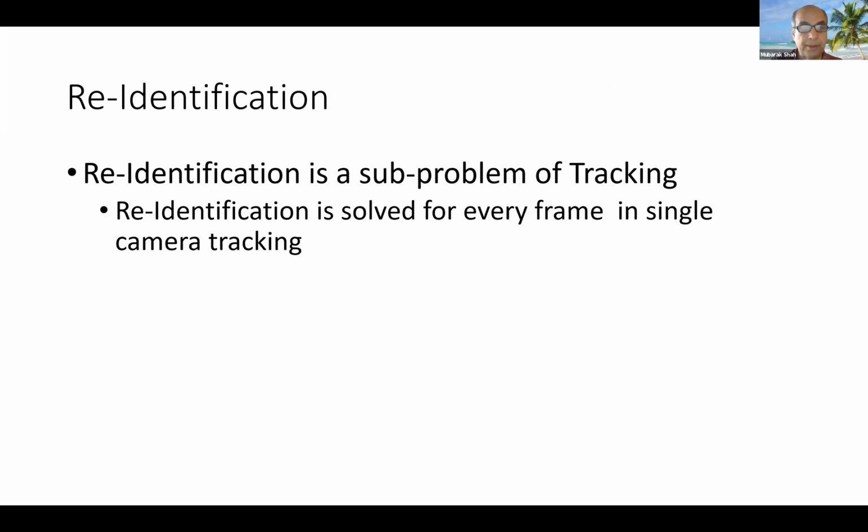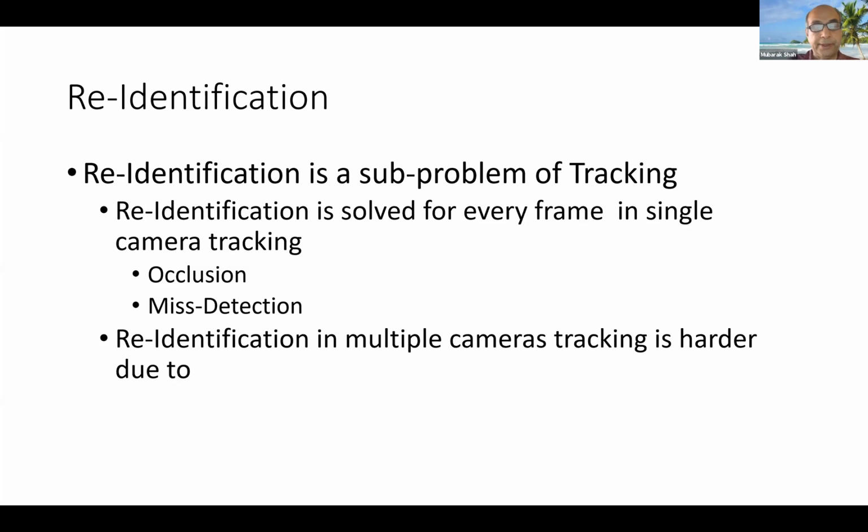Now, re-identification in a way is a problem of tracking, because even in single camera tracking, we solve the re-identification problem in every frame. We see people in frame 1, then similar people appear in frame 2. You need to identify that this is this person, this is that person, and that is essentially re-identification, or what we mean by tracking. Tracking is used to deal with occlusion, misdetection, and all these things.